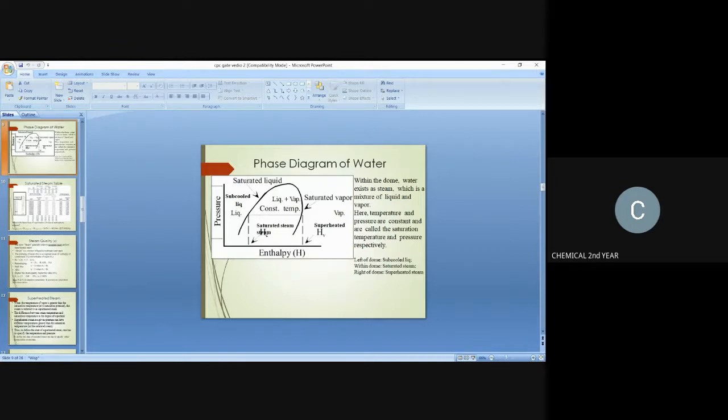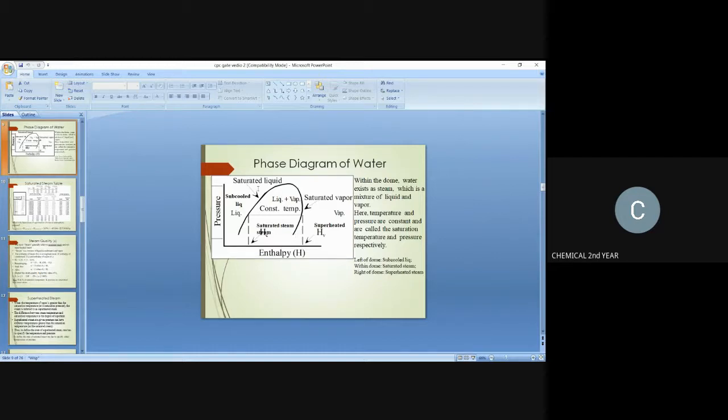Here, within the dome, water exists as steam, which is a mixture of liquid and vapor. Here, temperature and pressure are constant, and are called the saturation temperature and saturation pressure, respectively. The left side of the dome is known as the subcooled liquid. Within the dome, it is saturated steam, and right of the dome, it is superheated steam.